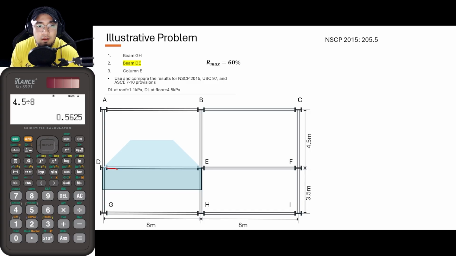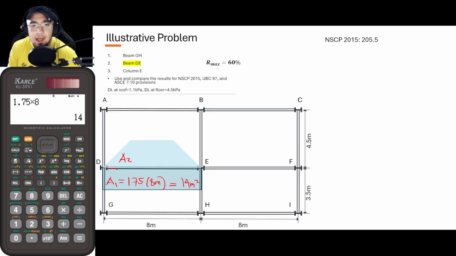So, we have here the rectangle at the bottom part. Let us name this as A1 and let us name the upper part as A2. So for A1 or area 1, that is basically 1.75 times 8 meters. So again, I actually forgot the answer there. So 1.75 times 8, that is 14 square meters.